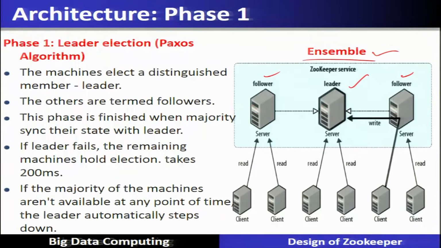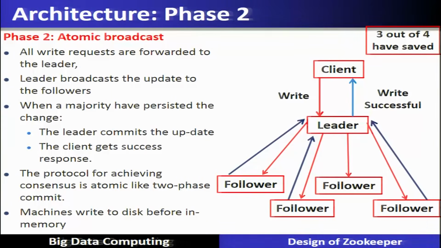Now, in phase 2, there will be an atomic broadcast, that is, all write requests are forwarded to the leader. So the client you see here is forwarding the write request to the leader, and the leader broadcasts the updates to all the followers.